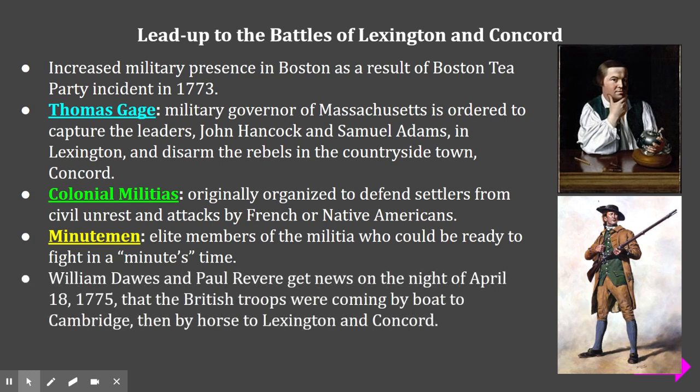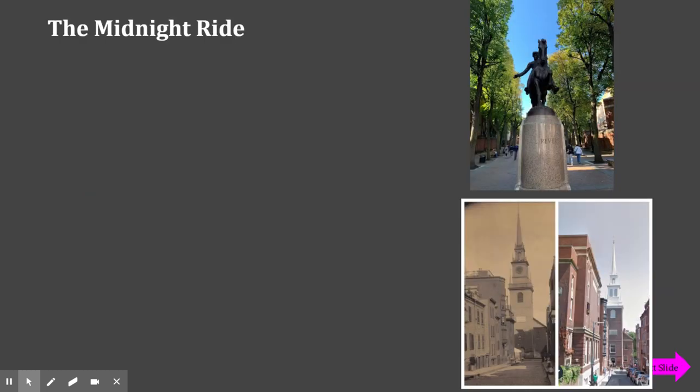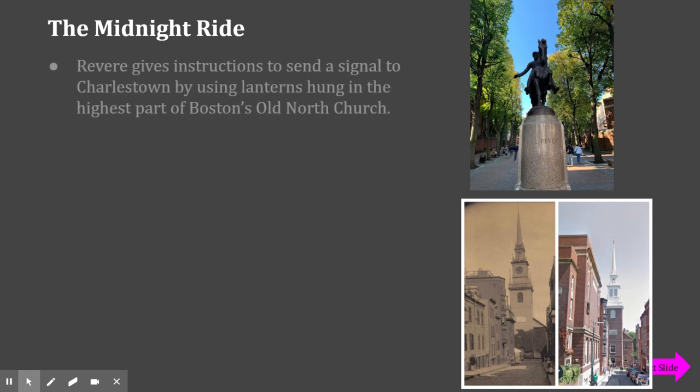And William Dawes and Paul Revere got the news on the night of April 18, 1775, that the British troops were coming by boat to Cambridge, then by horse to Lexington and Concord. So this is one of the famous midnight rides. Some of you probably heard this before.